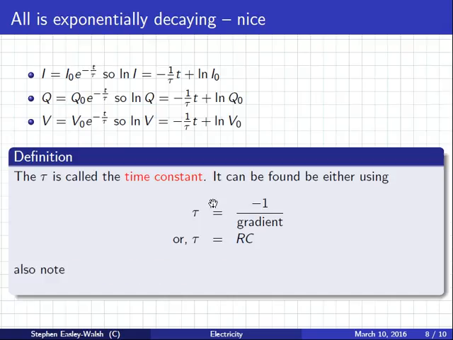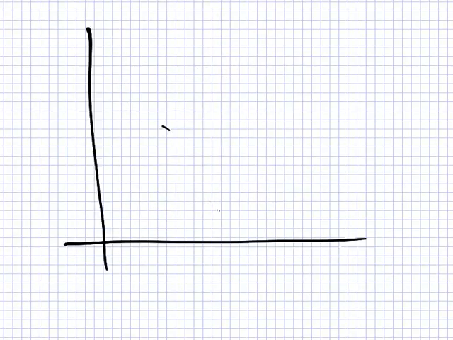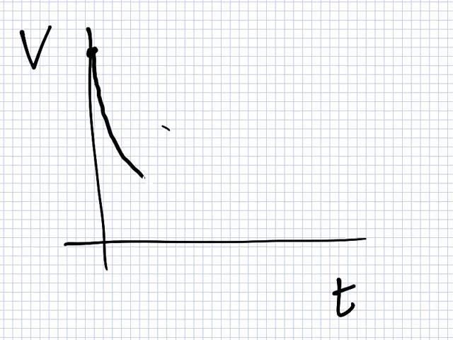Now, what's useful about the time constant is that it tells you how long until there's no current left. So for example, here is my graph. Let's do voltage, and here is the time. So it will decrease like this. Now I know you said it will never touch the x-axis. It just gets closer and closer. Yes? But at some point it's so close we can pretend it touches.